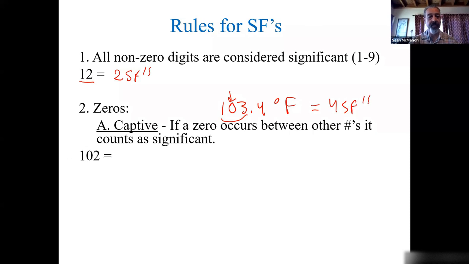Okay. So what would 102 be? Well, you have 2 non-zero digits. The 1 and the 2 are non-zero digits, but the 0 in between them counts. Why? It's held captive. And that means that that measurement went to the 1's place. Okay. So I'm going to write 3 sig figs.